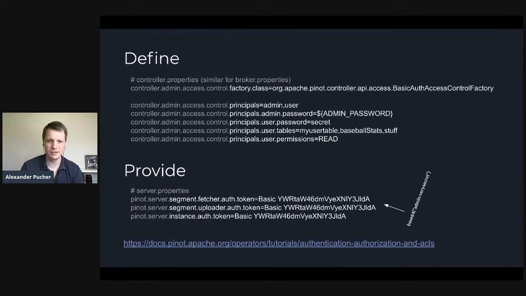So if you're running Pinot in containers, that's actually a very straightforward and easy way to get passwords in there without explicitly typing them out. And then there are 2, or actually 3, different ways you can narrow down permissions of users in Pinot already. One of these ways is to just tie permissions to a specific set of tables. Like here on the 4th line of the principals, you see principals.users.tables equals my user table, baseball stats and stuff.